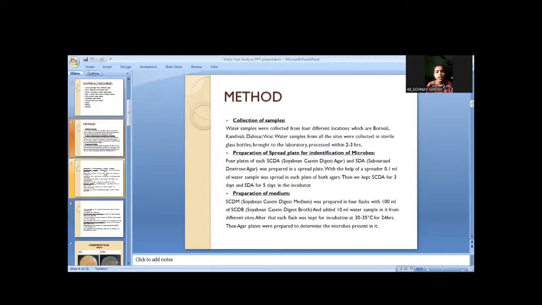Preparation of medium. SCDM was prepared in 4 flasks with 100 ml of SCDB, and 110 ml of sample from different sites was added to it. After that, each flask was kept in incubation at 30 to 35 degrees Celsius for 24 hours. Then agar plates were prepared to determine the microbes present in it.